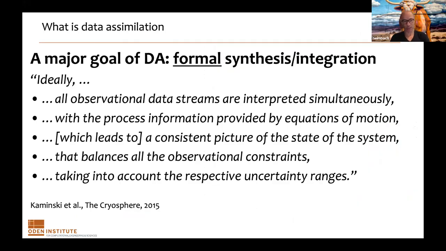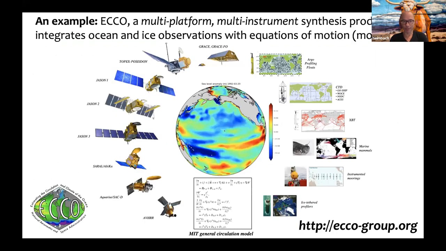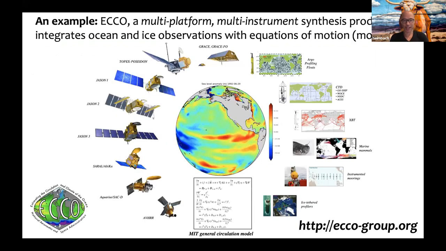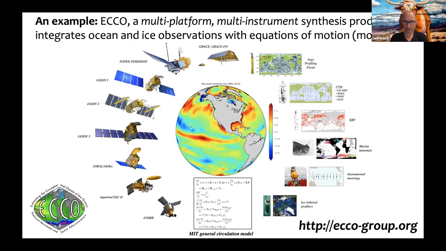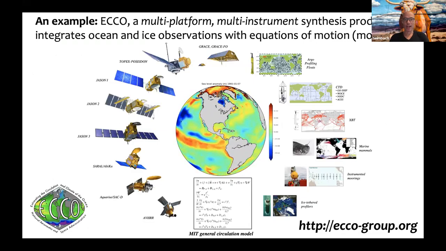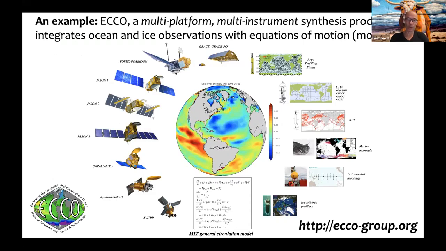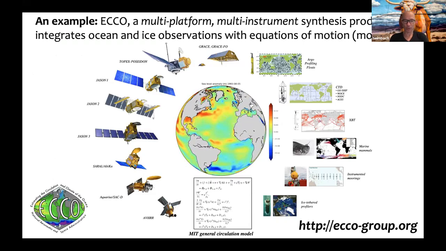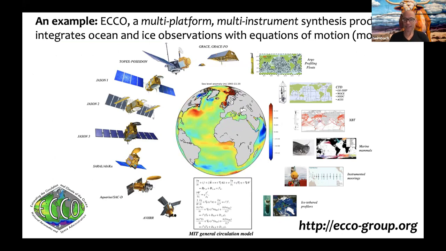So this is where the model comes in, which then leads to a consistent picture of the state of the system that balances all the observational constraints and takes account of their respective uncertainty ranges. The provision of uncertainties for each of these observations is an integral part of a data assimilation system. An example of this, which Nata nicely highlighted, is ECCO, a multi-platform, multi-instrument synthesis: reconstructions over the last 2 to 3 decades of the global ocean circulation, incorporating satellite and in situ data.